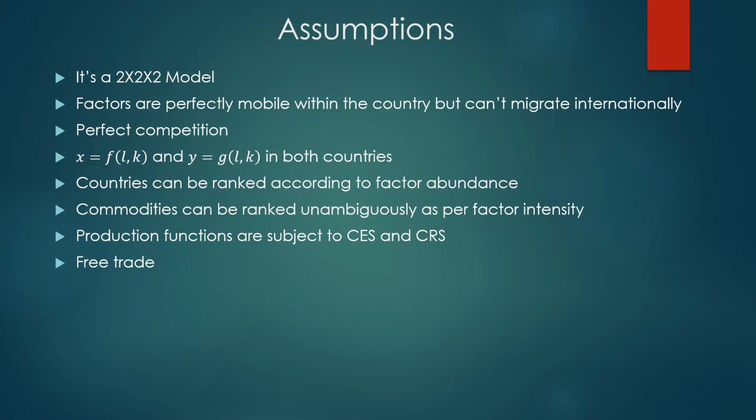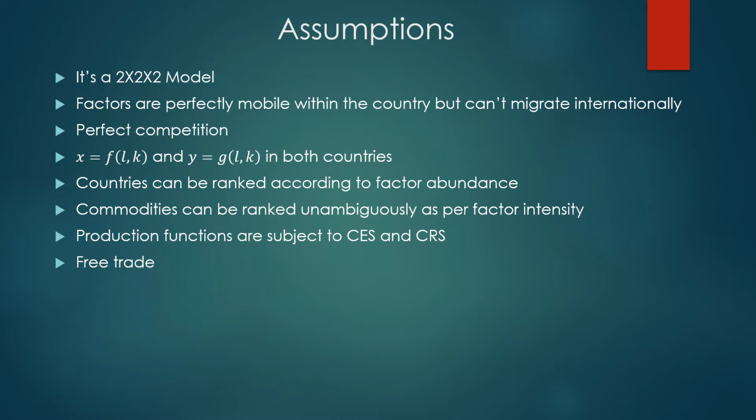Next thing is that countries can be ranked according to factor abundance. That means in this theory, one country will be a relatively capital abundant country and another country will be a relatively labor abundant country. How can we define factor abundance? We are coming to this in a later slide.